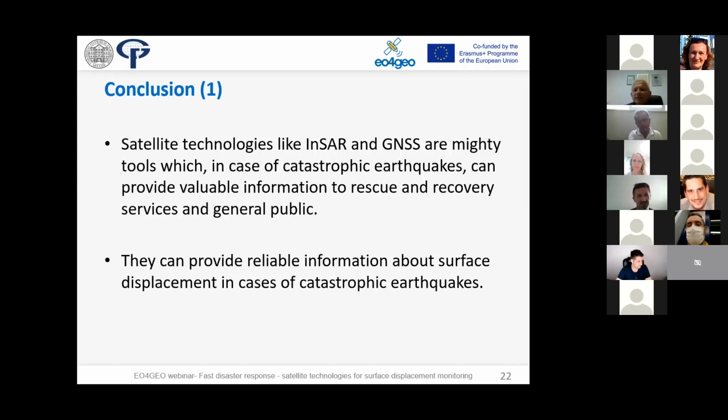So in this sense, they should be used in the case of natural catastrophes like strong earthquakes, as support to rescue and recovery services and the general public. They can really provide reliable information about surface displacement in cases of catastrophic earthquakes.